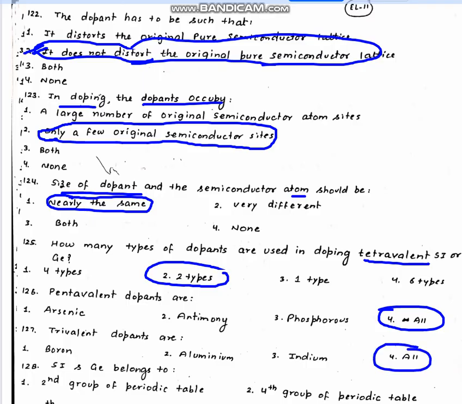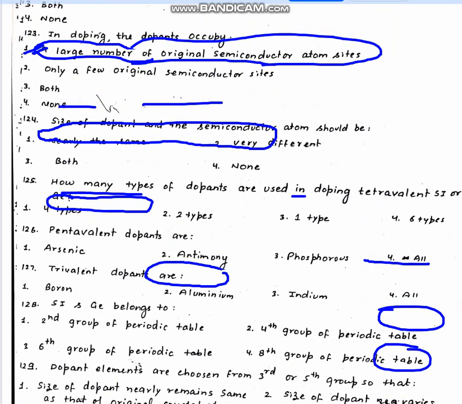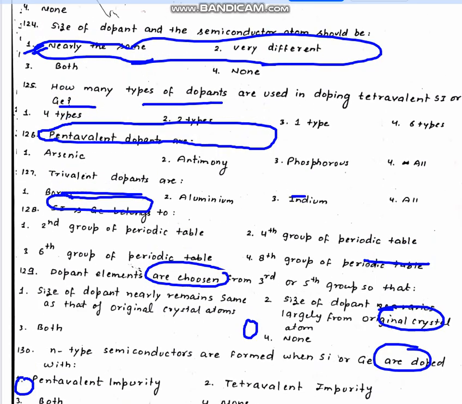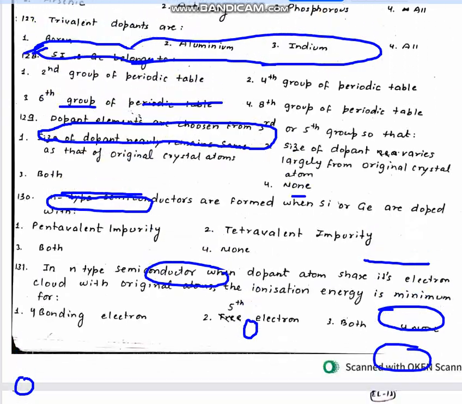Next is silicon and germanium belong to. So these belong to the obviously fourth group of the periodic table. So second is correct over here. Next is dopant elements are chosen from third or fifth group because the size is nearly the same, so they are chosen from the third or the fifth group. So first is correct over here.